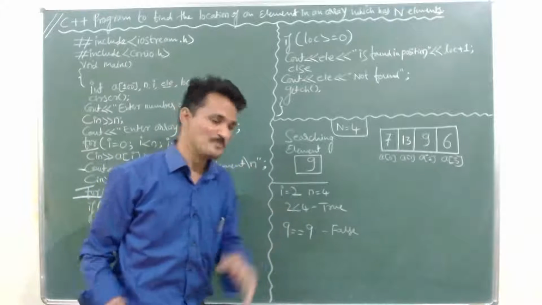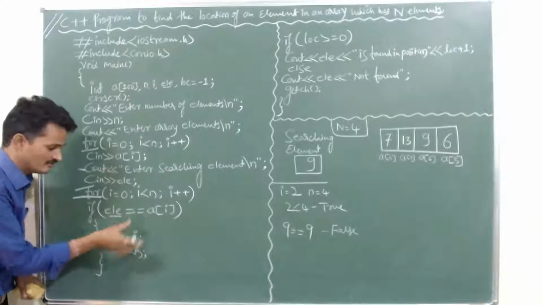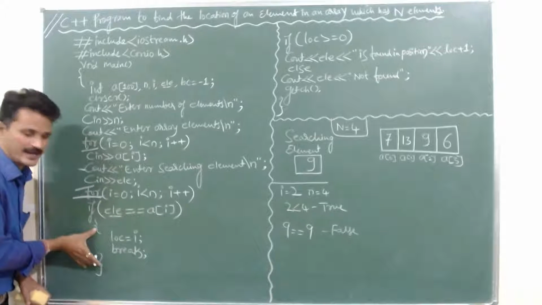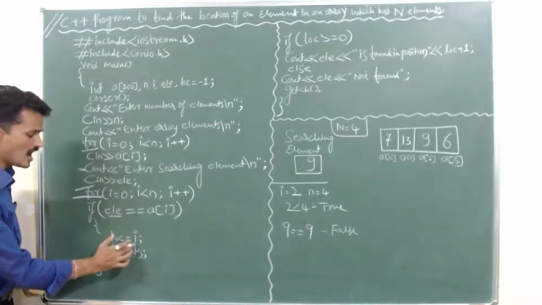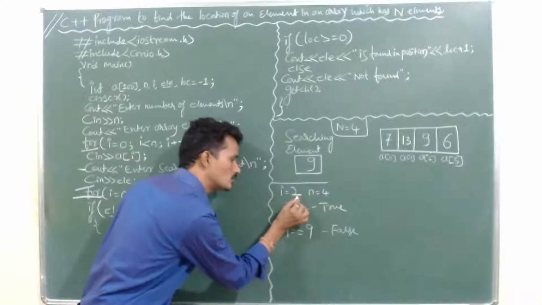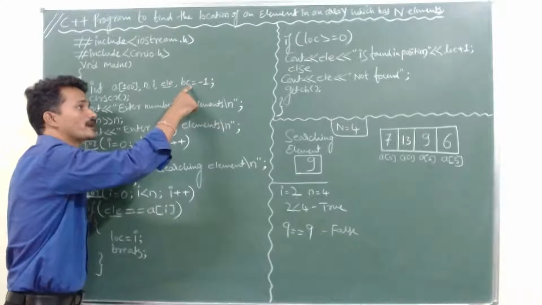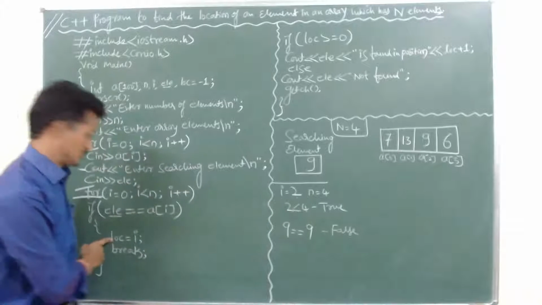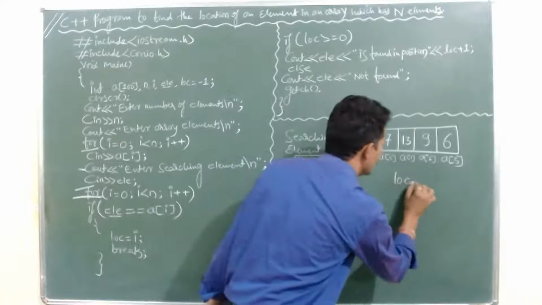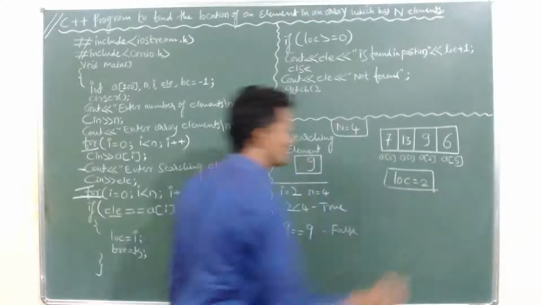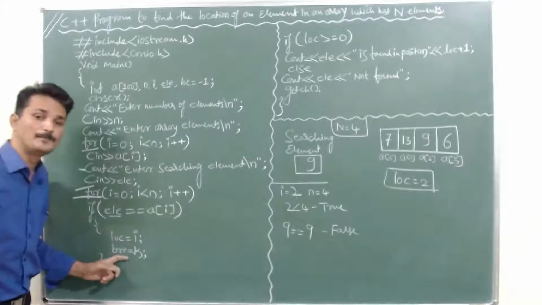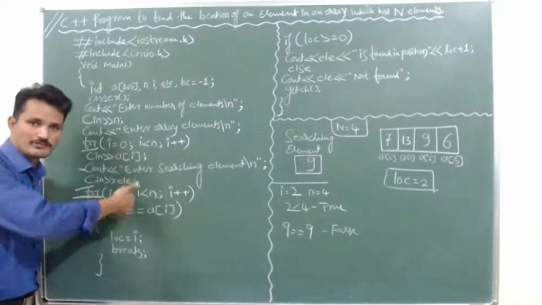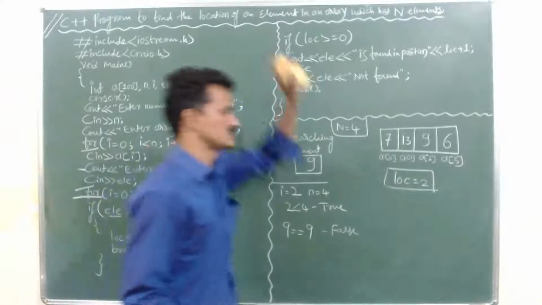The condition is true. When this condition is true, we'll execute these two sets of statements which are written in a pair of flower brackets. So location is equal to I. What is the value of I? 2. What was the previous value assigned to location? -1. The new value is 2. That will be stored in location. So right here, LOC is equal to 2. Please take note. LOC is equal to 2. Then break. Break means it exits out from the loop and executes the next statement in the program.